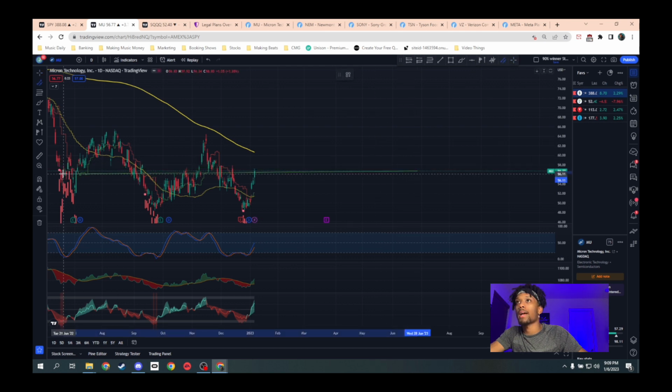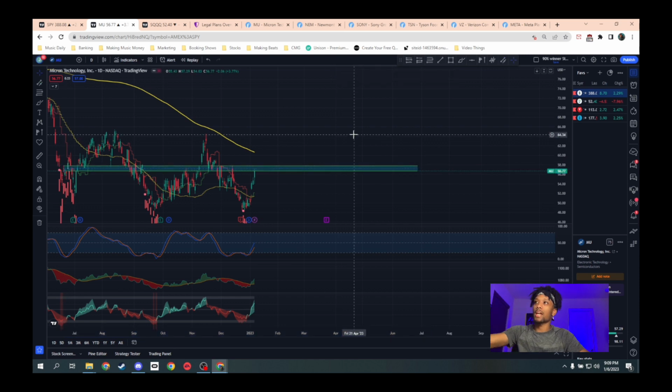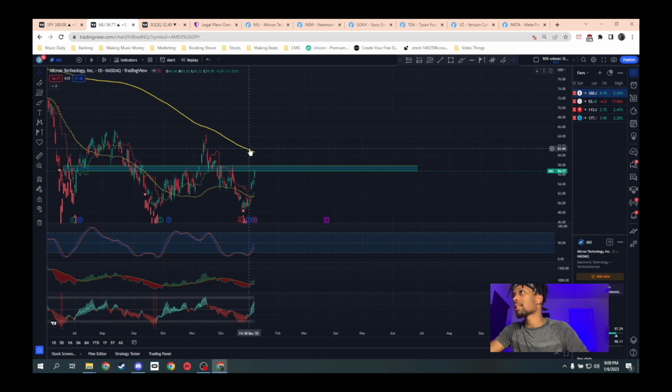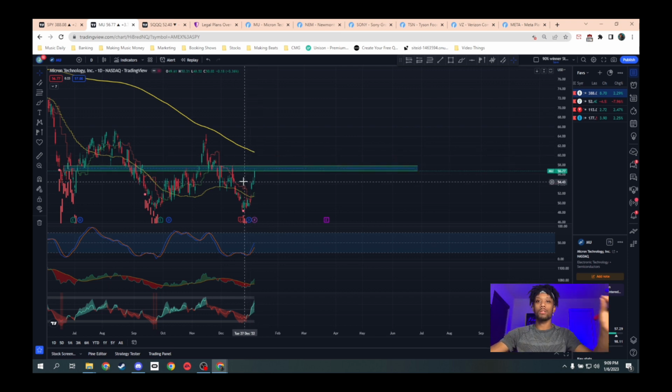That way we can come back to it and we know what we're looking at. So this is about the support area that I'm looking at, about right here, give or take around that area. So now I know what I'm looking for. If we break that, I'm coming up here. And if we get rejected from here, I'm selling it right before we hit resistance. If we break through it, then I'll wait for a retest to this. If we don't retest, then oh well, so be it.